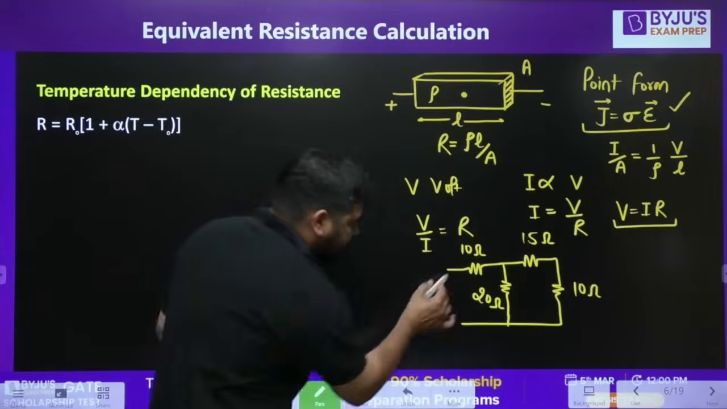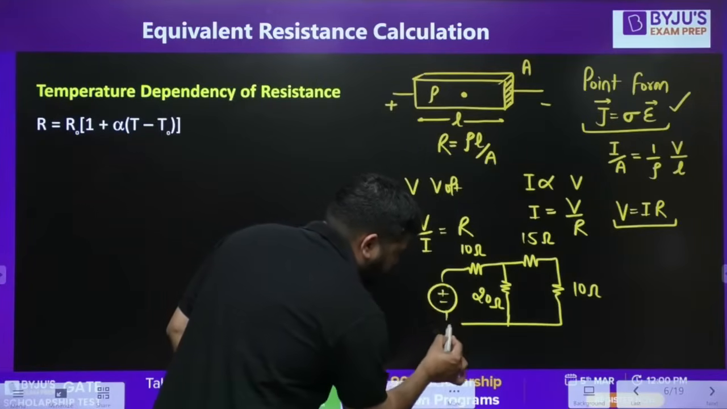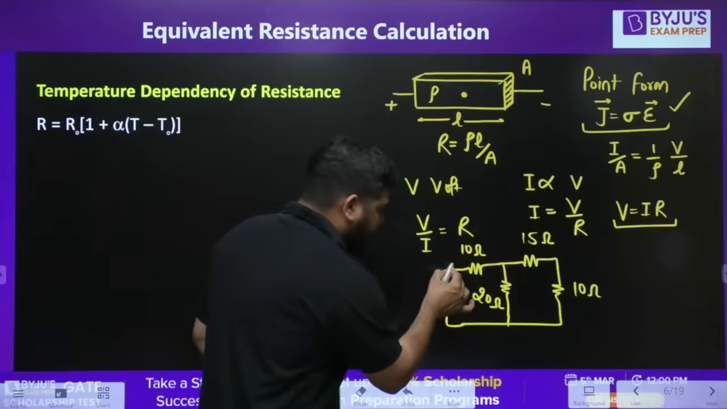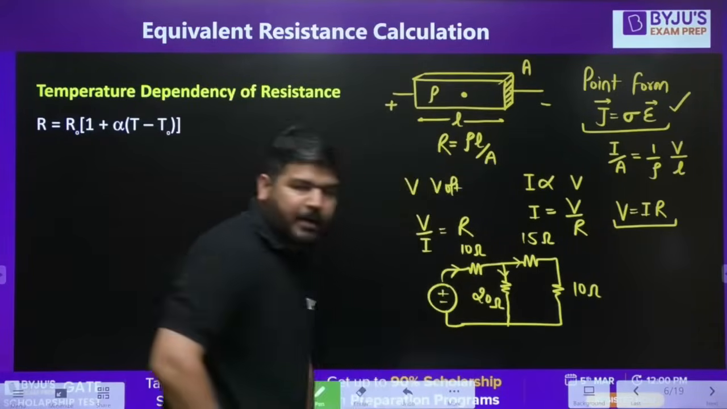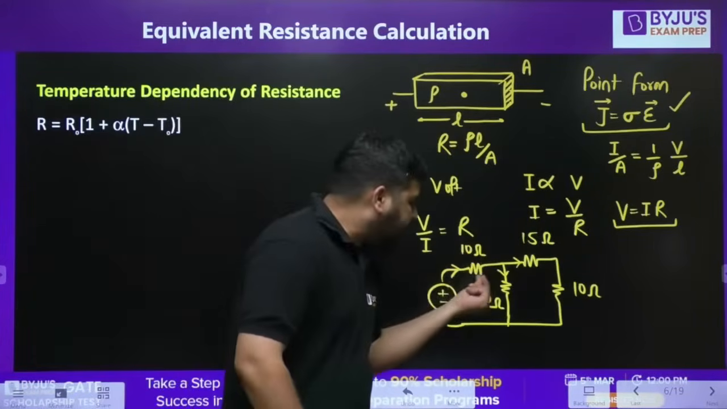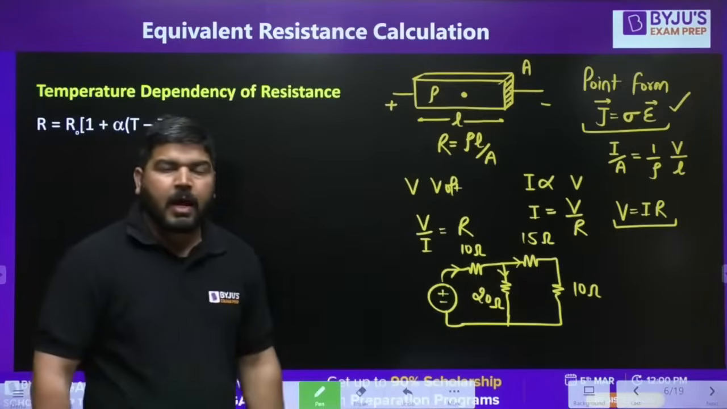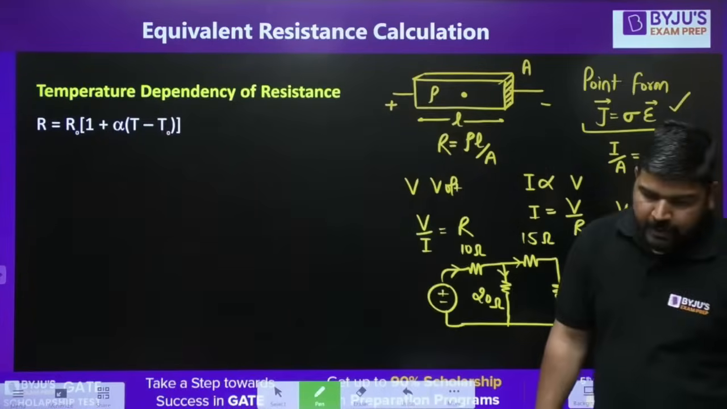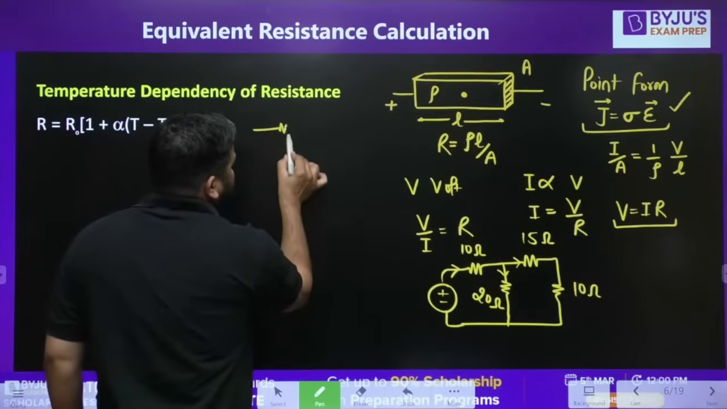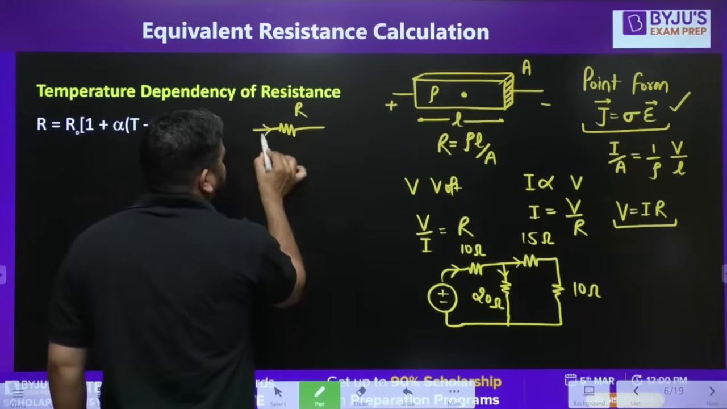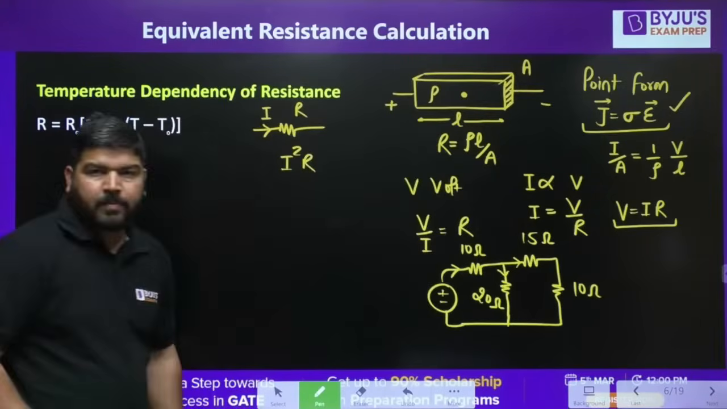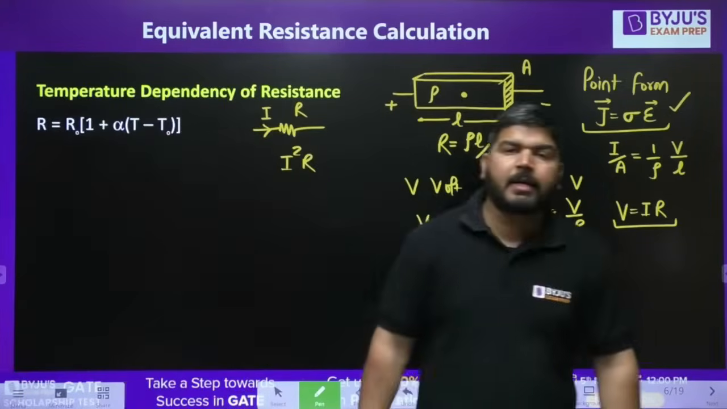Now what you did is you connected a source. If some source is connected here, obviously the current will flow. I am not interested in calculating the current, but surely it will flow. If the current is flowing, then there will be a heat loss in the resistance, I square R loss. I will teach you where this loss comes from, but for the time being, let's assume that whenever current flows in a resistance, it will give you heat loss, I square R loss. It means the temperature of the resistance will increase.